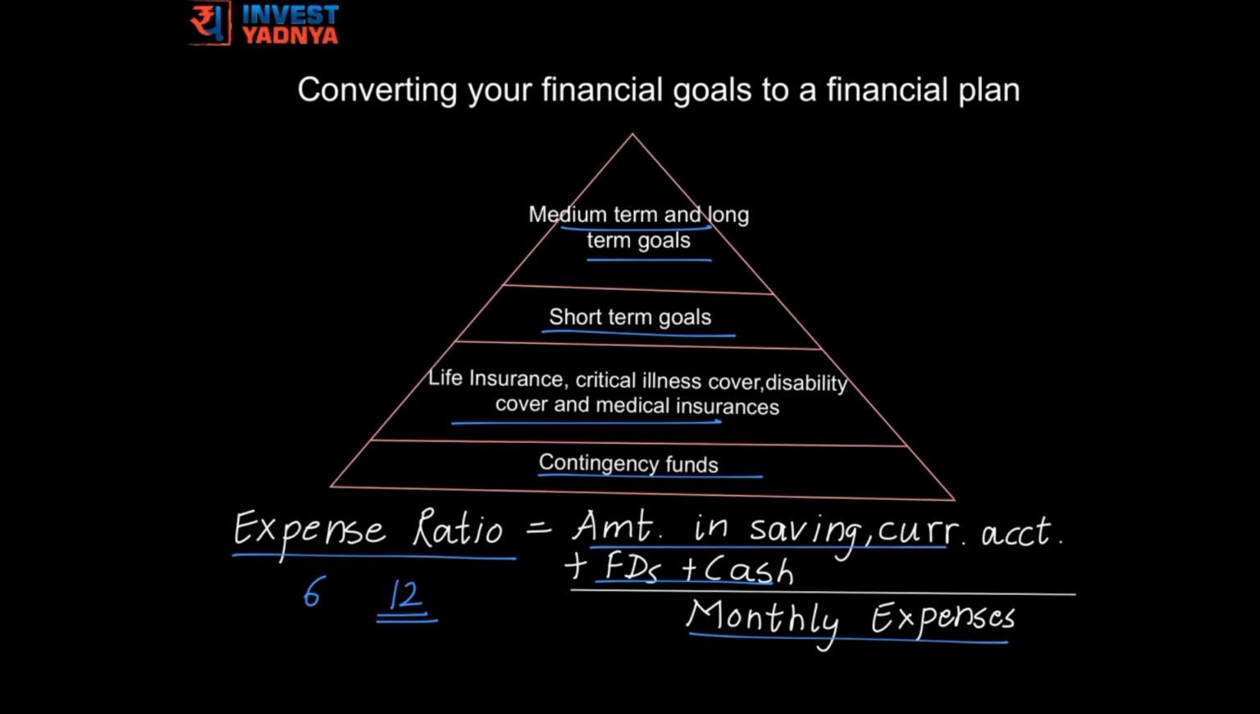After your contingency funds are ready, your life insurance with critical illness cover, accidental disability cover, and your medical insurances should be in place. And then you should move on to your short term goals, medium, and long term goals. The hierarchy does not mean that your short term, medium term, and long term goals are less important. What it means is, first you should be ready for sudden events like job loss, health issues, life loss. Then you should plan for your short term goals because they are the most immediate ones. And then you should plan for your medium term and long term goals.